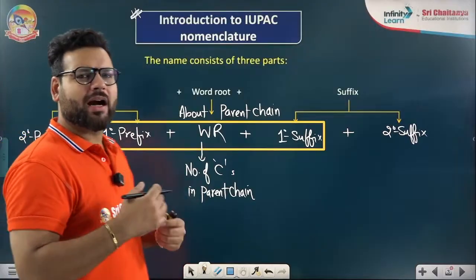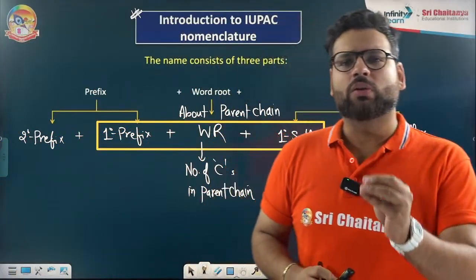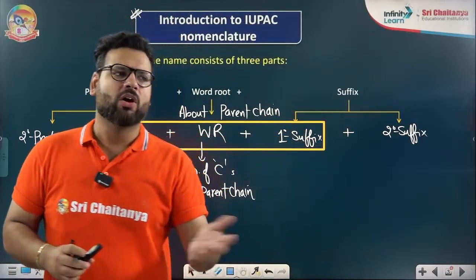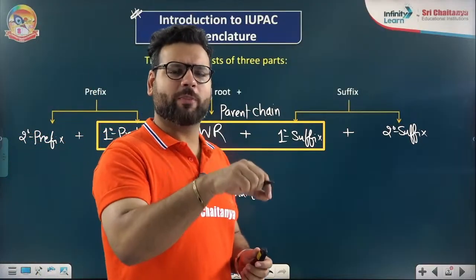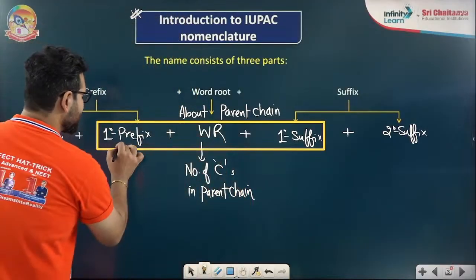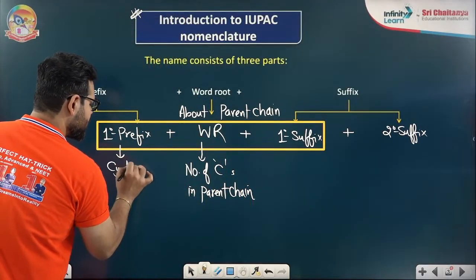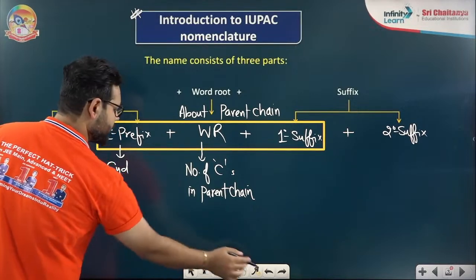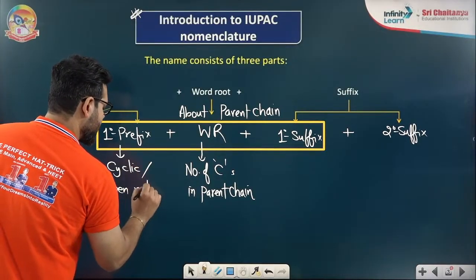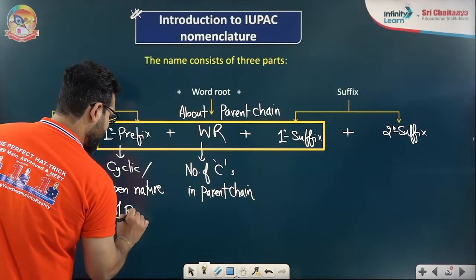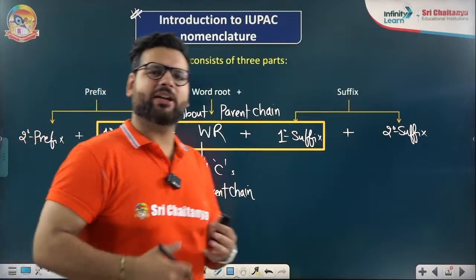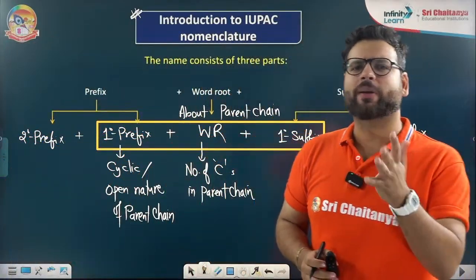Now, once you know how many carbons are there in the parent chain, you want to know whether parent chain is open or close. Whether it is an open chain or it is a cyclic chain. That primary prefix will tell you. So primary prefix tells you about cyclic/open nature of parent chain. Okay, if parent chain is open, then there is no primary prefix.